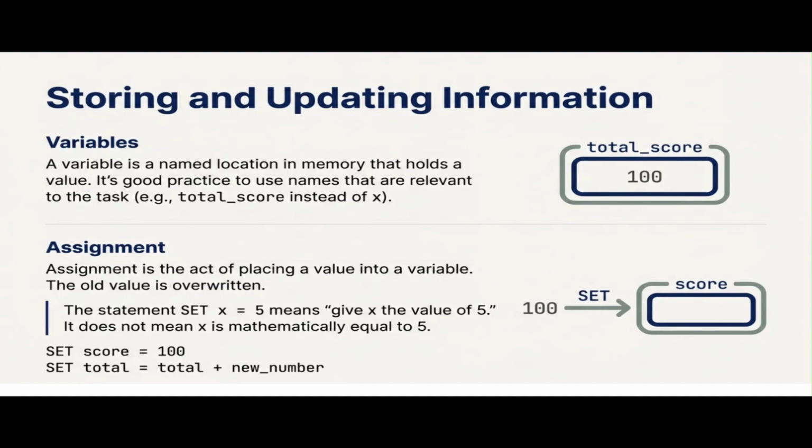Then assignment. This is putting a value into a variable, and it overwrites whatever was there before. For example, SET x = 5 means give x the value 5, not that x equals 5 like in math. The slide shows SET score = 100, and then SET total = total + new_number, which updates the total by adding something new. It's like filling and refilling a jar.